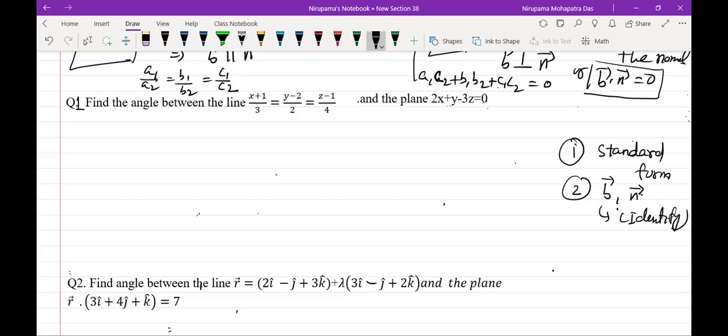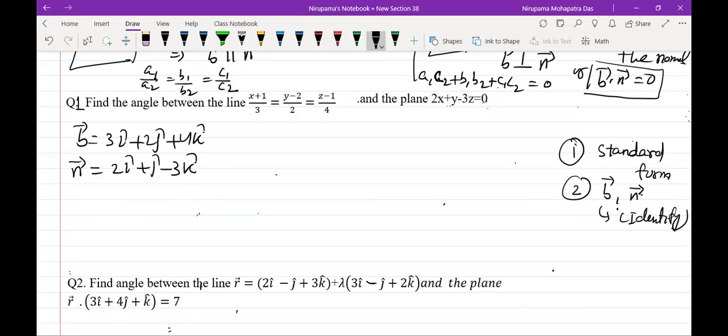Now you can see we are having the equation of the line in standard form: (x minus x1) by a, (y minus y1) by b, (z minus z1) by c. So the b vector is 3i plus 2j plus 4k. Now the plane is in this form, ax plus by plus cz equal to d. Here d equals 0, which means the plane passes through the origin. So we want the n vector only, that is 2i plus j minus 3k.